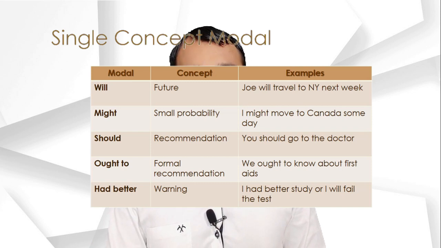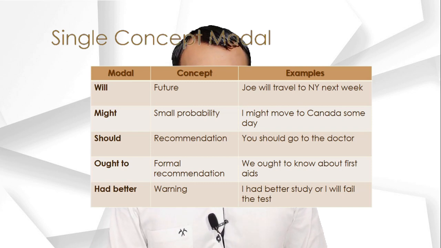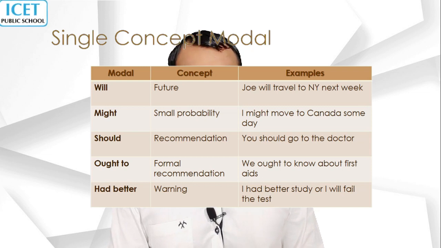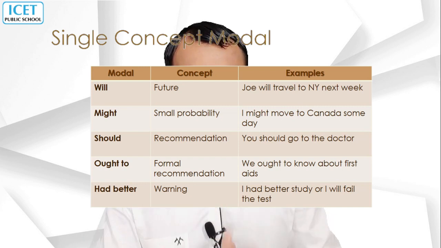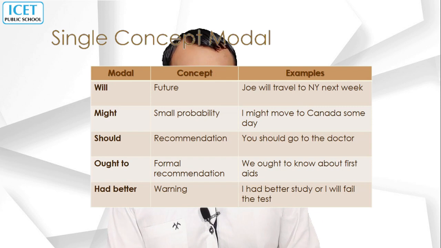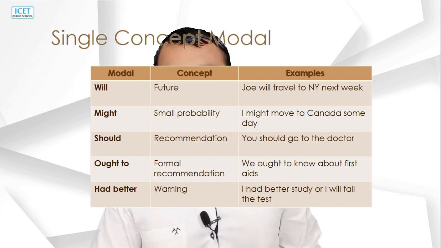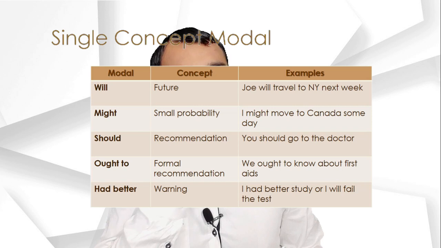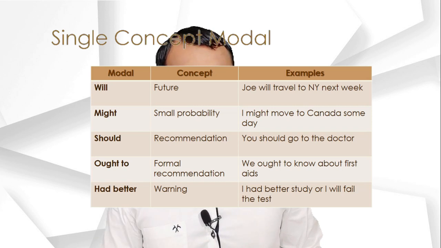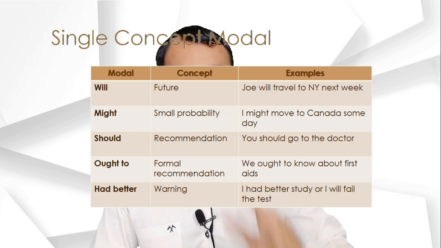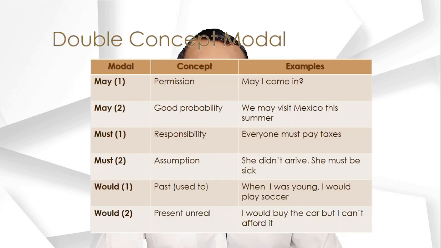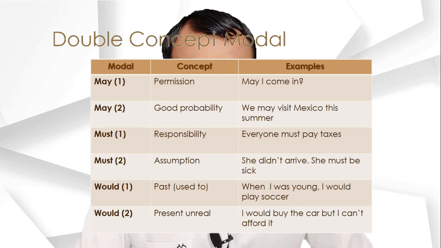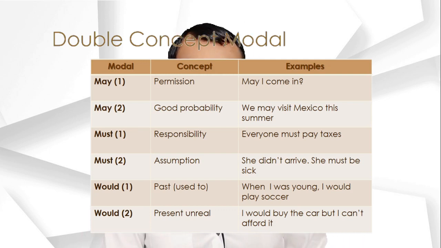Then had better is a warning. I had better study or I will fail the test. So I had better is showing a warning. In order to express warning, we use had better. So these are the single concept models. That means each has only one meaning in a sentence. That meaning, the concept, I already explained with examples. Now, double concept models. Double concept models are may.